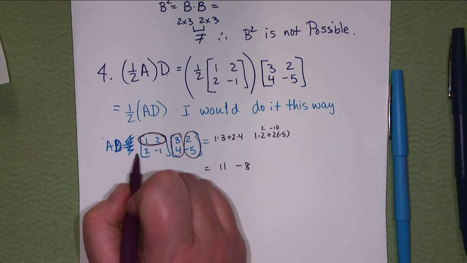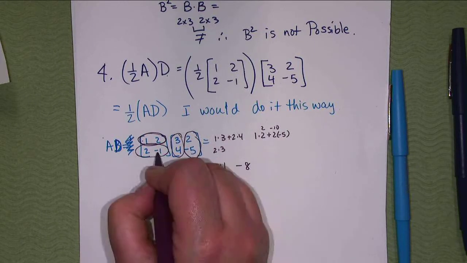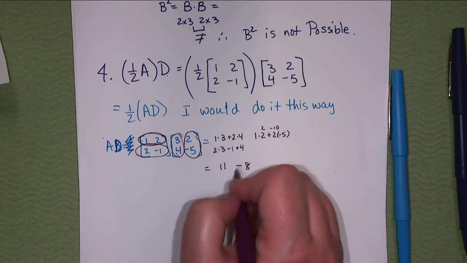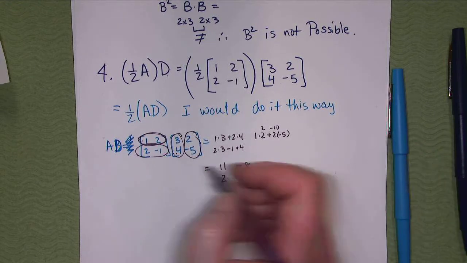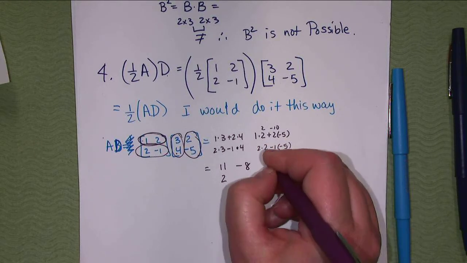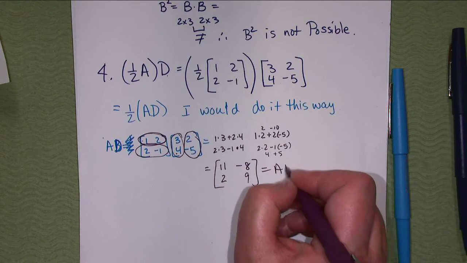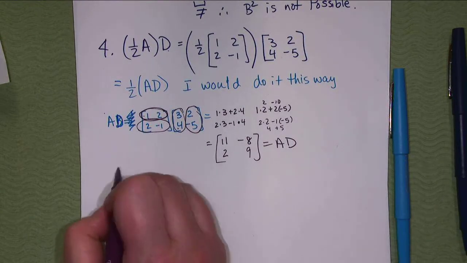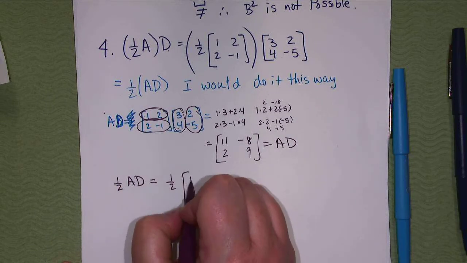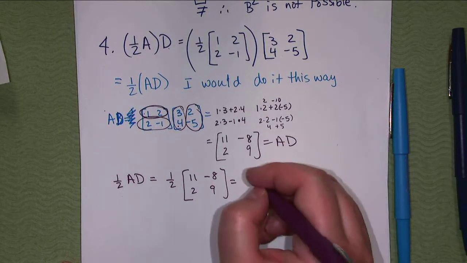So 2 times 3 minus 1 times 4 is 6 minus 4, 2. And the last one, 2 times 2 and minus 1 times minus 5. So 4 plus 5 is 9. So that's A times D in the right order. And then we wanted 1/2 A times D. Multiply 1/2 by each term.